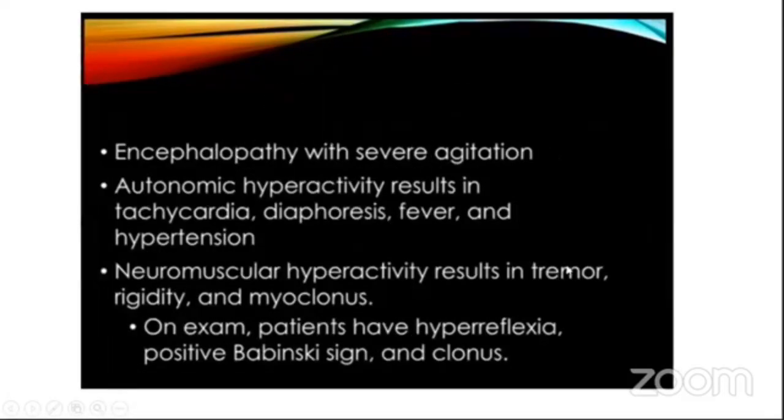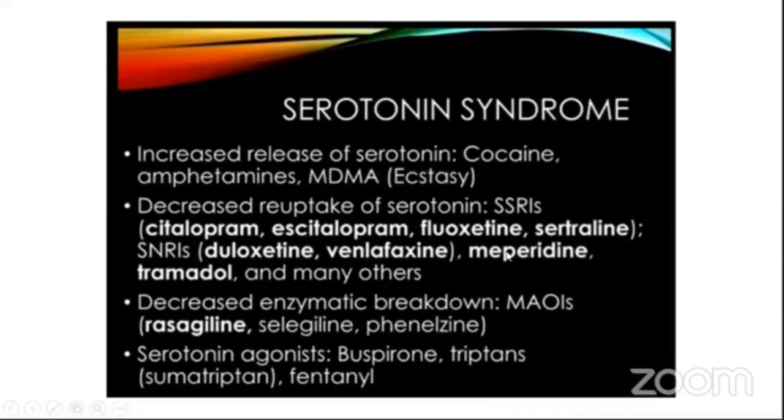Patients with serotonin syndrome may present with features of encephalopathy, that is altered level of consciousness, headache, convulsions, severe agitation, autonomic hyperactivity resulting in tachycardia, increased sweating, fever, even hypertension, malignant hypertension, and neuromuscular hyperactivity resulting in tremor, rigidity, even myoclonus. On examination, all the reflexes may be increased, plantar responses may be bilaterally extensor, and there may be clonus. These are the features of serotonin syndrome when there is a previous history of this type of drug intake.